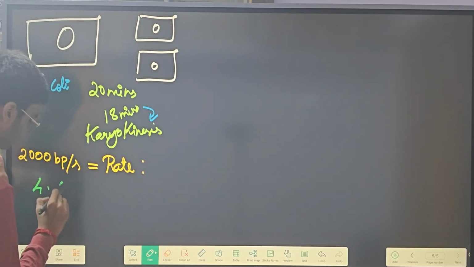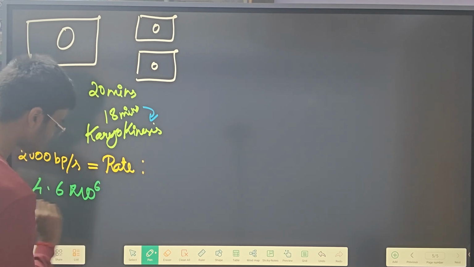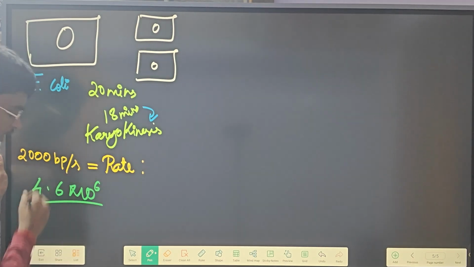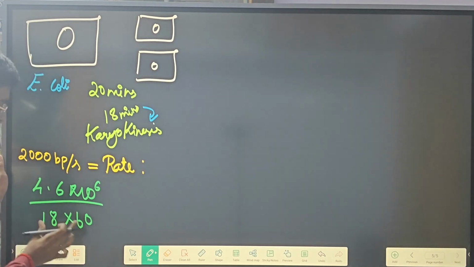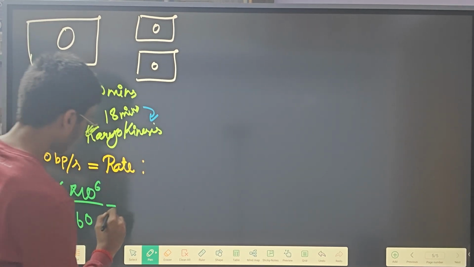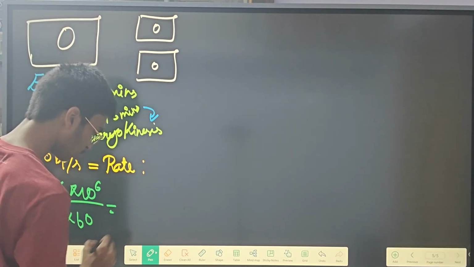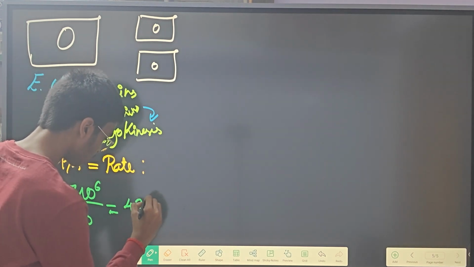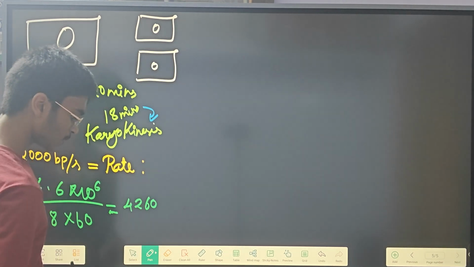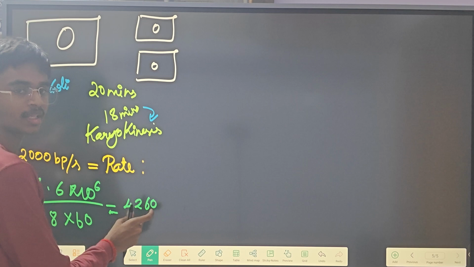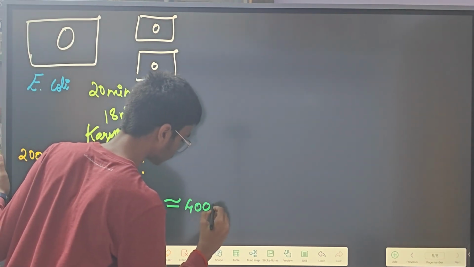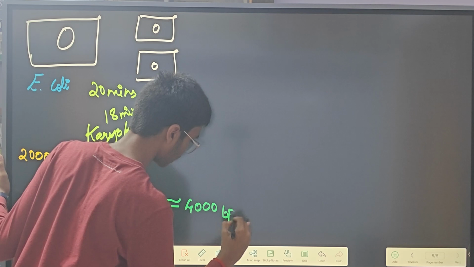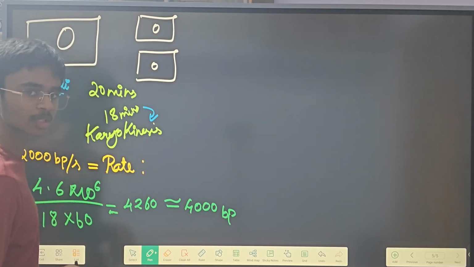So about 4.6 into 10 to the power of 6 base pairs are there, and if you are checking the timing, you will be getting 18 minutes into 60 seconds, so that it will be converted into seconds. When you are simplifying this, you will be getting 4260 base pairs. This is the rate you will be getting, but approximately it can be taken as 4000 base pairs.